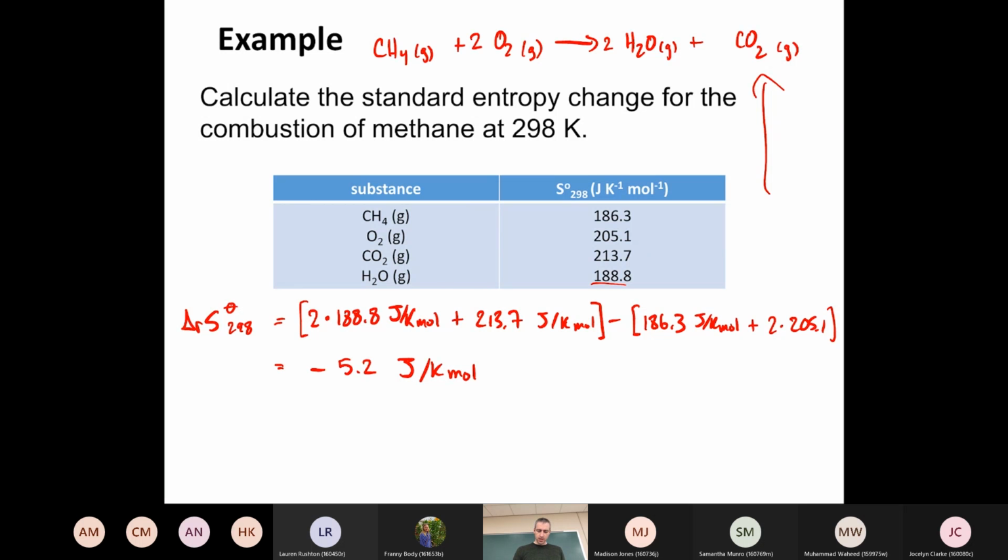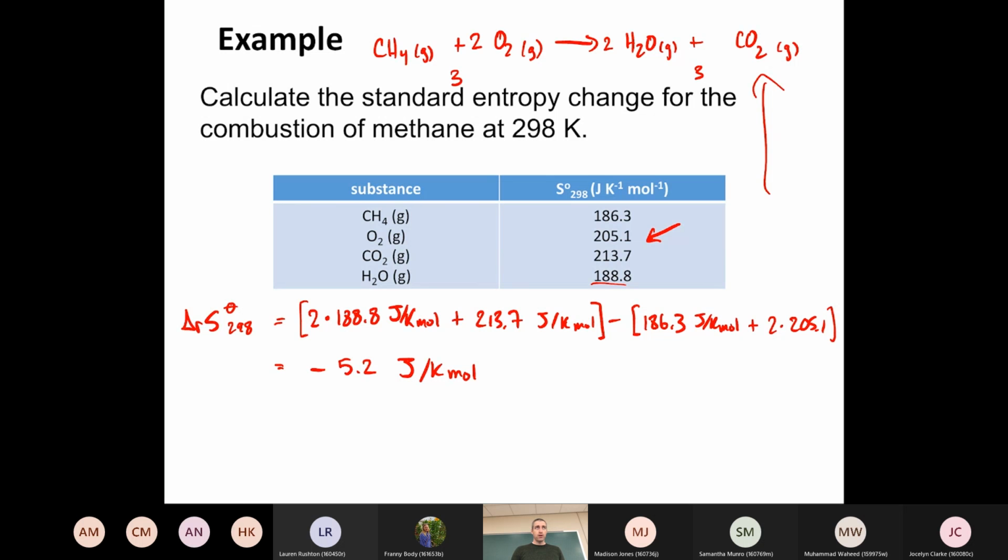5.2 is not very large in relation to the numbers of the individual substances in the reaction. And if you count the number of moles of gas here, we have 3 on the left, 3 on the right. So this actually makes sense. We're not really expecting a large positive or a large negative value for delta S. So we have a number that's very small, close to zero, and that's it.